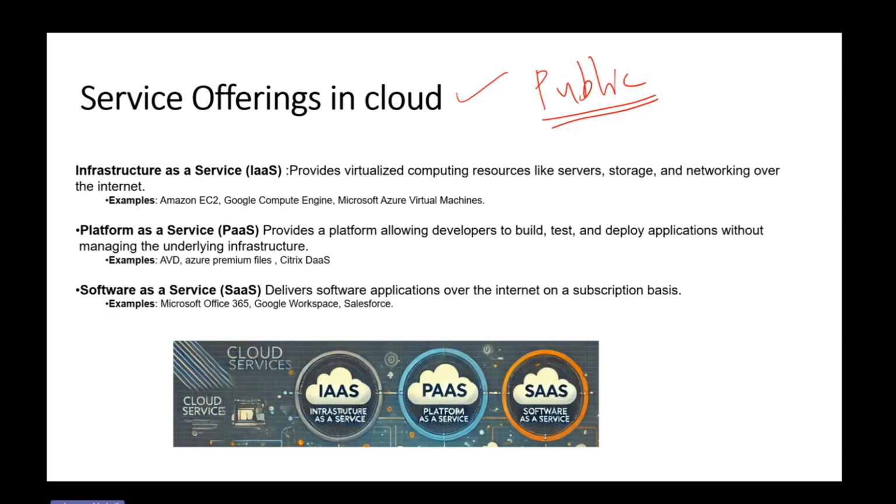So basically, it is categorized into three categories. First one is infrastructure as a service, second one is platform as a service, and third one is software as a service. When you choose infrastructure as a service, as the statement says, it provides virtualized computing resources like servers, storage, and networking over the internet.